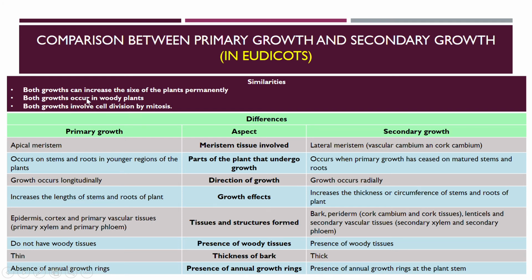Both occur in the woody plants. And then both growths involve cell division by mitosis. Okay, these are the similarities between primary and secondary growth. Okay, for differences, so it depends on look at the aspects lah. Kalau meristem ni apical for primary, lateral for secondary.